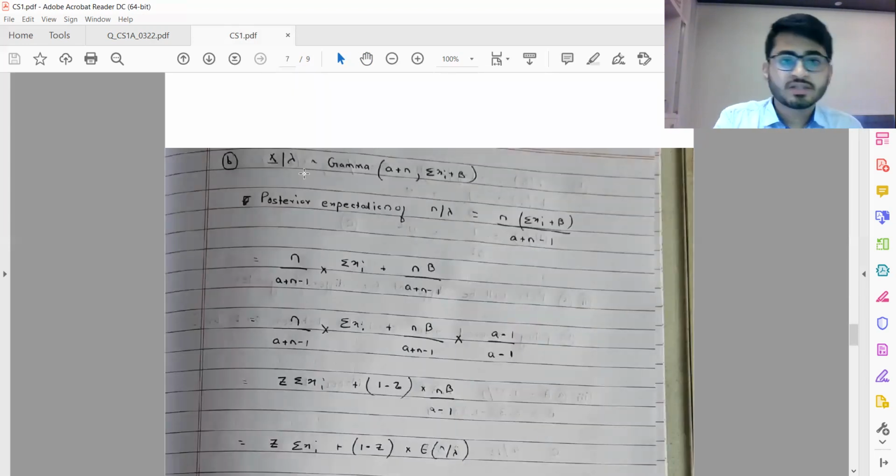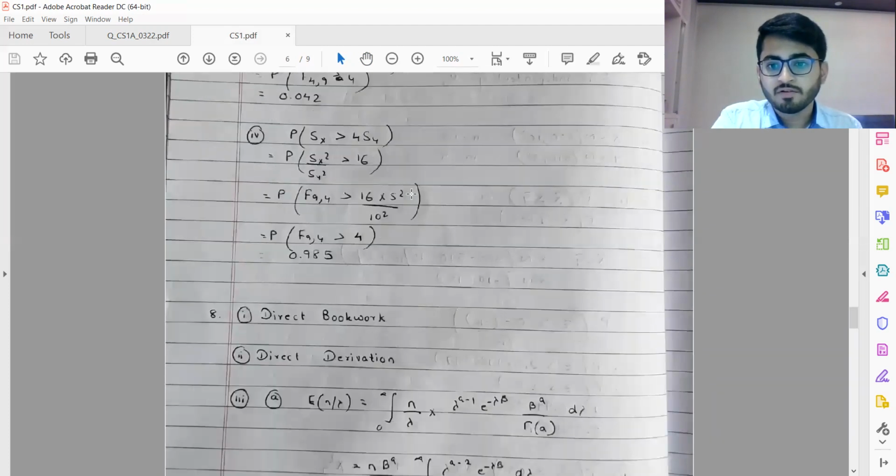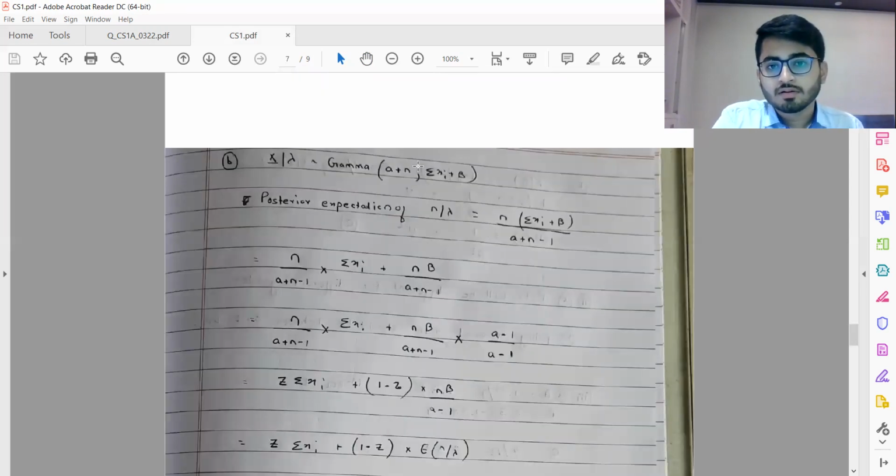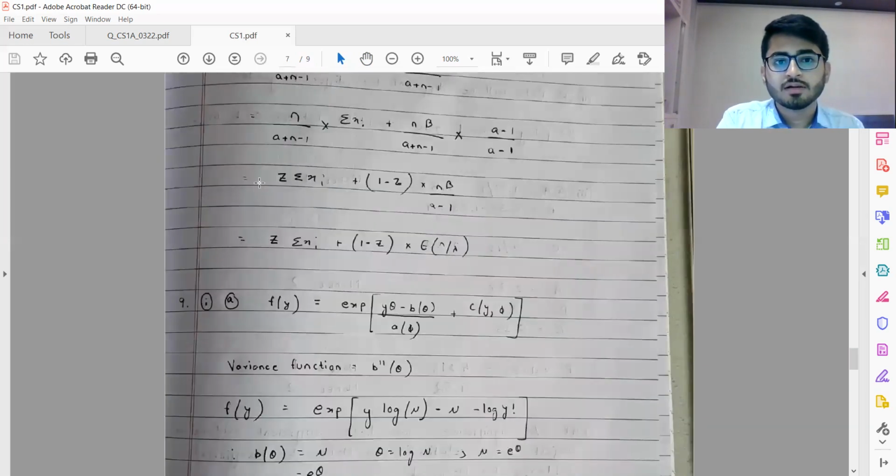Next, part B again, which I didn't show, but the posterior distribution would have been gamma(a plus n, summation xi plus beta). So the posterior expectation of n by lambda, using the result from the earlier part where we were getting n beta by a minus 1, shall be n times (summation xi plus beta), which is the second parameter, divided by the first parameter minus 1. Now I regroup this in the form they are asking us for, and we are able to show that it is z into summation xi plus 1 minus z into the expectation of this n by lambda. Note that this is the prior expectation.